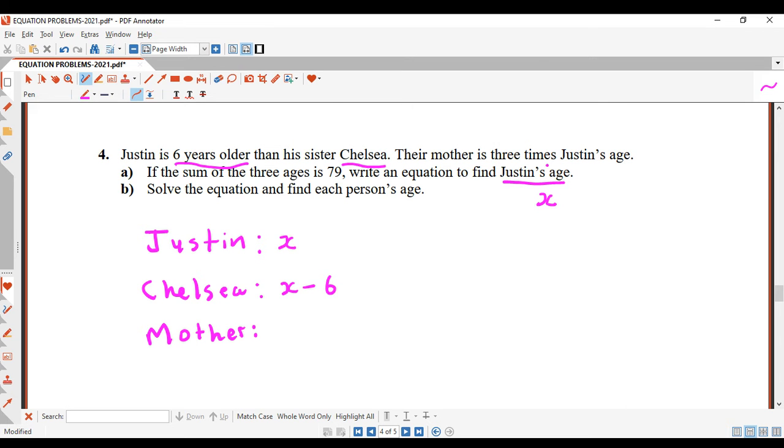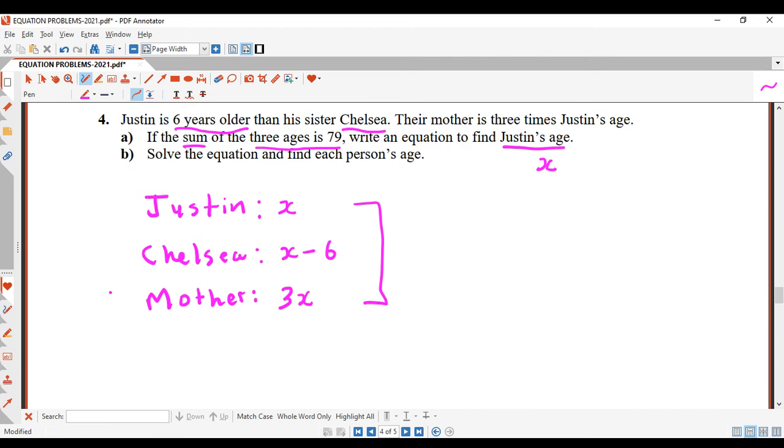Now, the mother is 3 times Justin's age. So if Justin is X, the mother's age must be 3X. Next part of information we're given is the sum. It says the sum of the three ages is 79. So these three ages total 79. So now we can write down an equation. Adding all the ages, X plus X minus 6 plus 3X equals 79.